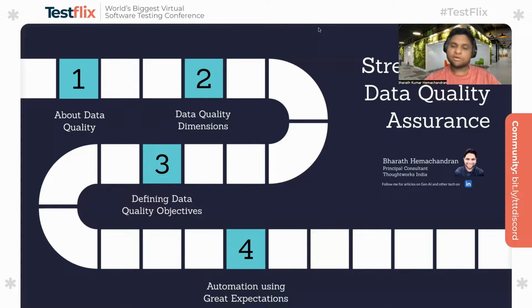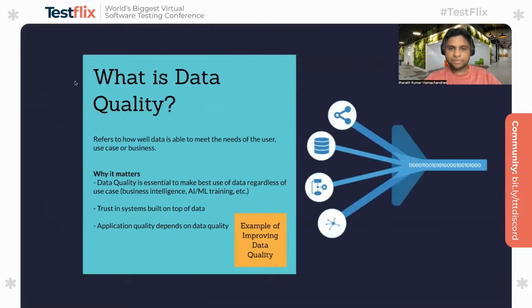I'll talk a little bit about what data quality is, why it is important, how we measure or quantify data quality using dimensions, how we can use these dimensions and assign quality objectives or service level objectives to these dimensions, and creating our first automation script using the library Great Expectations.